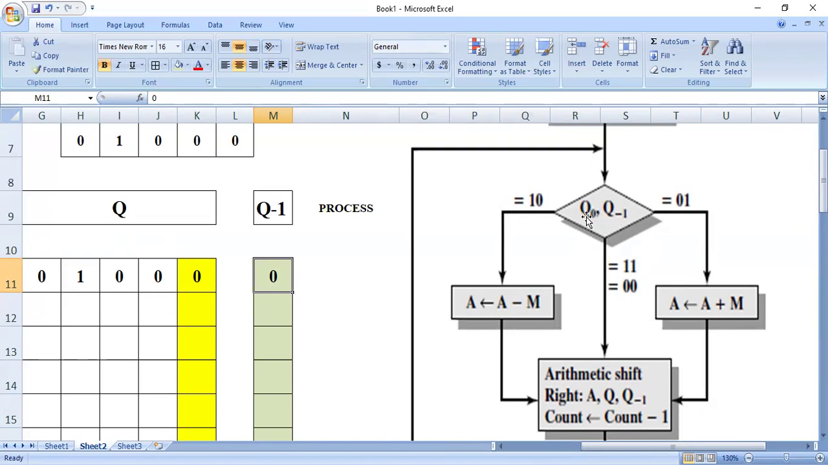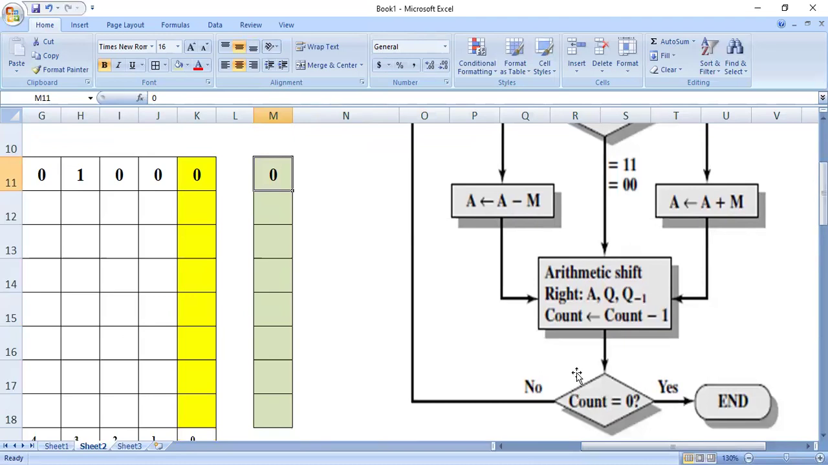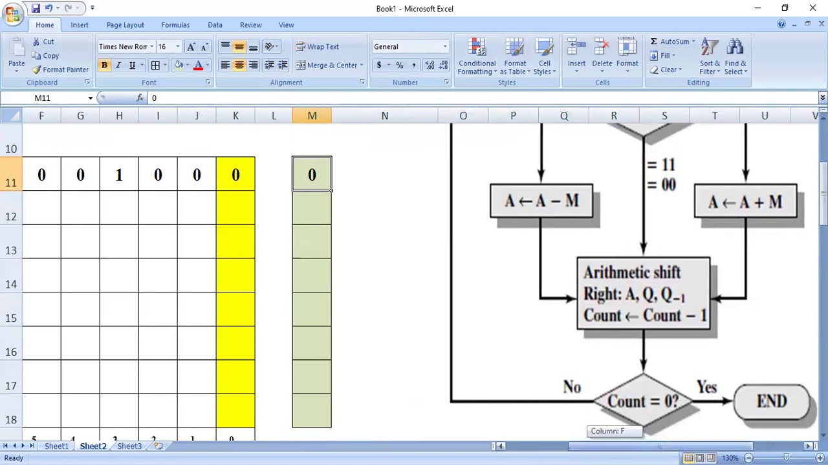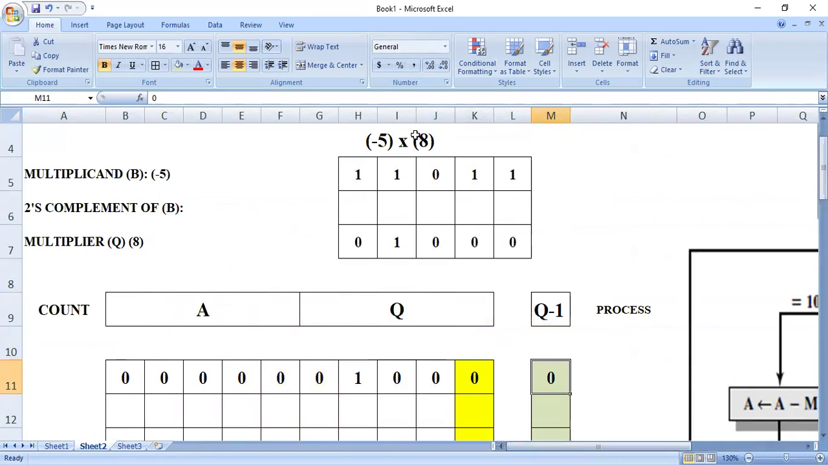If Q naught is equal to 1 and Q minus 1 equal to 0, I mean, the values are 1, 0, then we have to perform A minus B, I mean, A minus the multiplicand value. If the value of Q naught and Q minus 1 is 0, 1, then we have to perform A plus M, I mean, the multiplicand, or here we have taken B, so A plus B. After performing this, we have to once again right shift, and this process has to be repeated for n terms. In our scenario, this is 5 bits, so count is equal to 5.